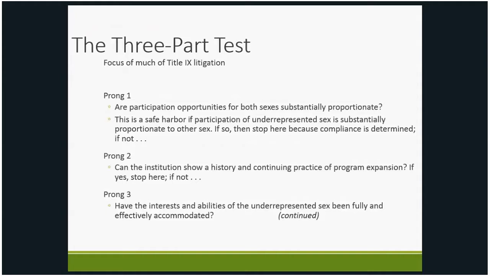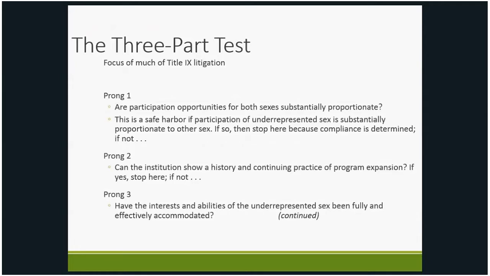Now we're moving towards this idea of the three-prong test. After 79 and the late 80s, we looked at these three prongs to say, are we compliant or not? So prong number one, are the participation opportunities for both sexes substantially proportionate? By substantially proportionate, we do not mean equal 50-50. It means if your college campus is 60% female and 40% male, then your participation opportunities should be 60% female and 40% male. It's a safe harbor if participation of the underrepresented sex is substantially proportionate to the other sex. If so, stop here because compliance is determined. If not, keep going.